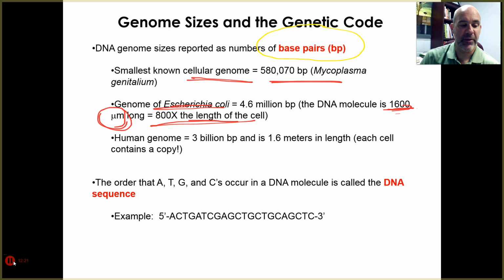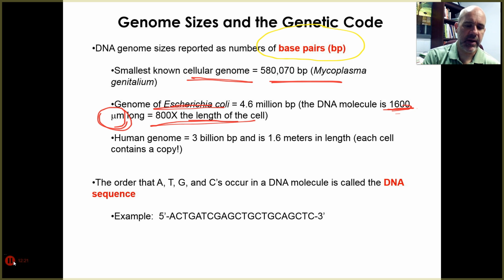An E. coli cell, though, is far, far smaller than that. The length of an E. coli cell is just a few micrometers, yet its DNA, if you could stretch it out, would be 1,600 micrometers. And that, again, just emphasizes how DNA inside cells has to be very tightly wound up and packaged to be able to fit inside that cell.